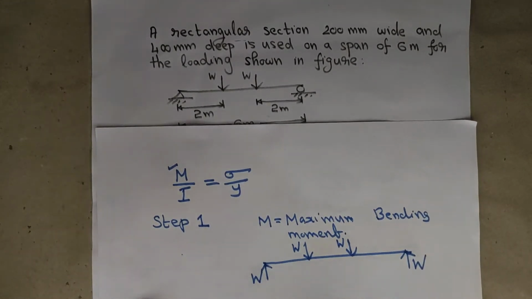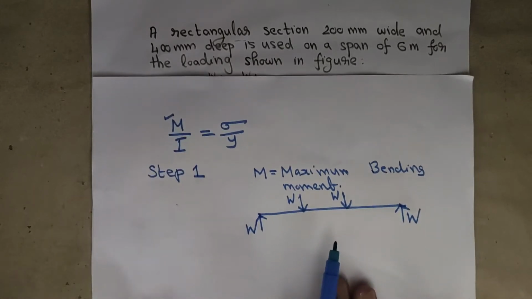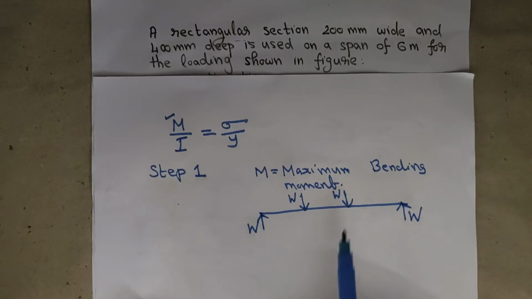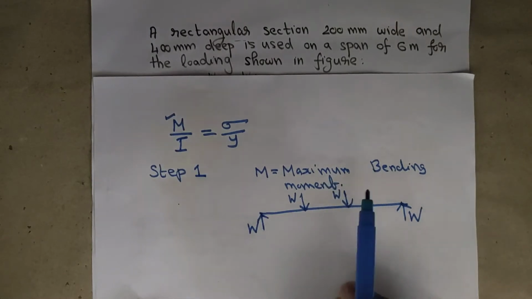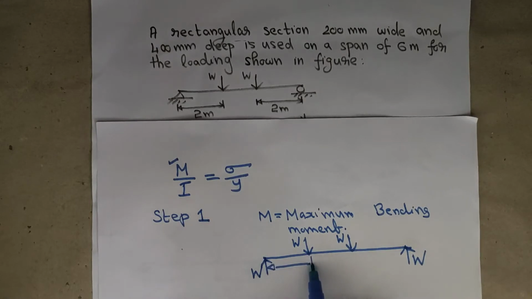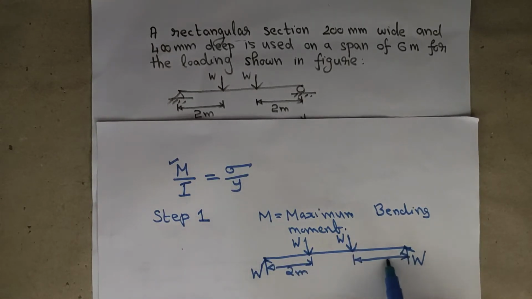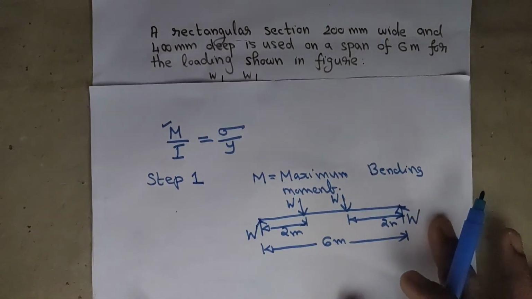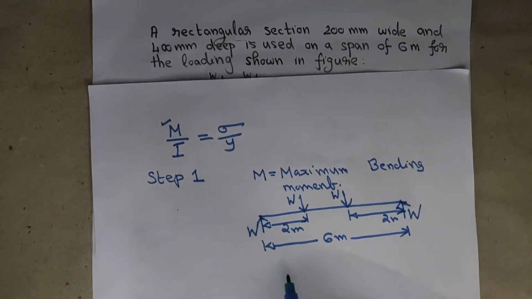Now what's the maximum bending moment? To know the maximum bending moment value, we must sketch the bending moment diagram. And note one more thing, here this distance is 2 meters. This also is 2 meters. And the total is 6 meters as per the problem data. Now to sketch the bending moment diagram.